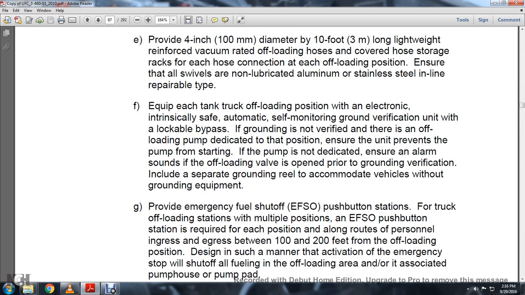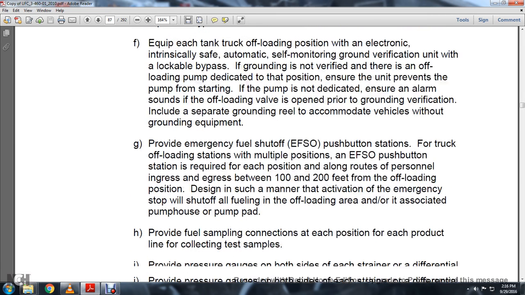The verification unit has a lockable pass on the ground verification. If there is no verification that there is an offloading pump dedicated to the position, ensure that the unit prevents the pump from starting. If the pump is not dedicated, ensure an alarm sounds if the offloading valve is open prior to the ground verification. Include a separate grounding reel to accommodate vehicles without grounding equipment.